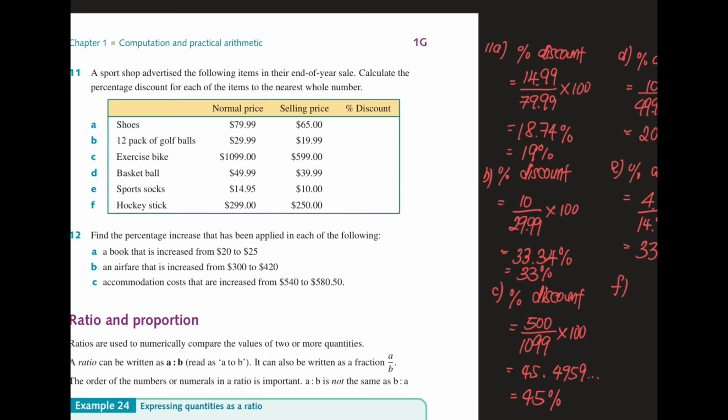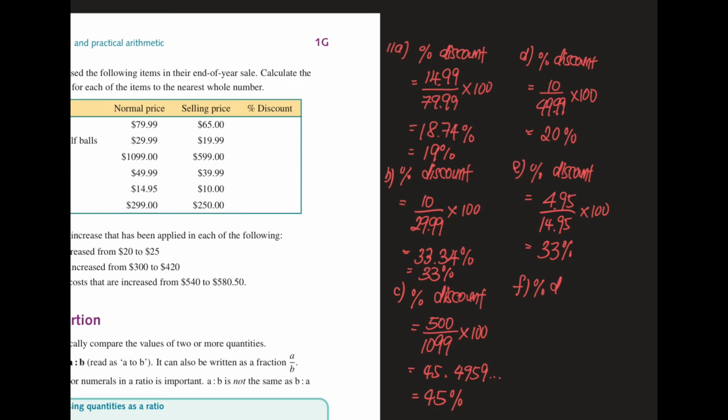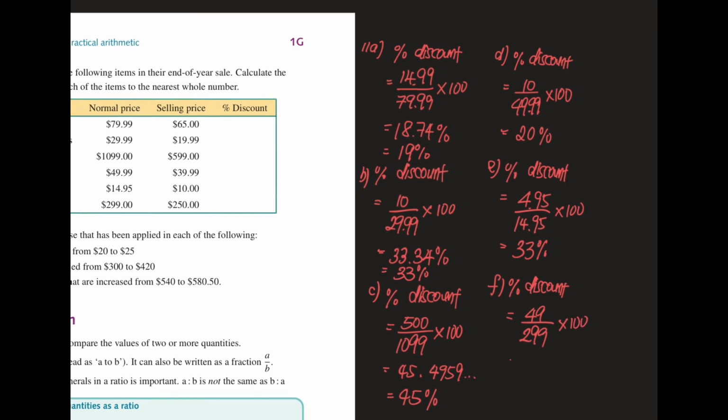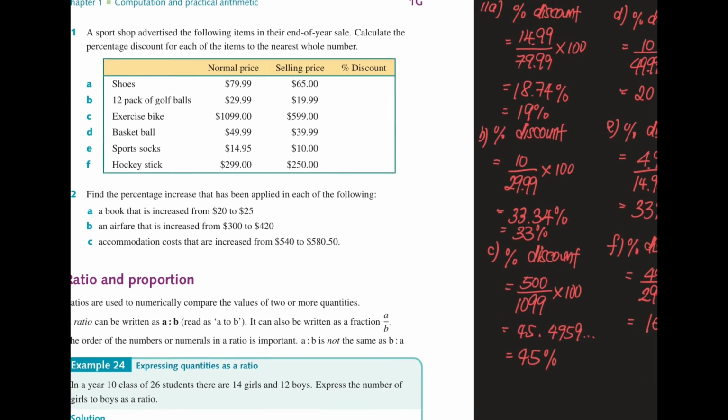Okay. And then F, hockey stick, $299 minus $250, we get $49 as the difference or the discount. So the discount is $49 over the original amount, which is $299 times 100. Then we get 16%. So is that question 11?